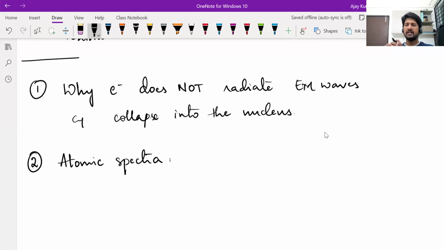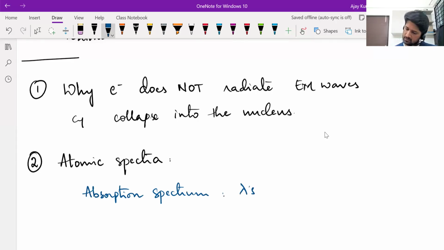Fine. The set of wavelengths which a particular atom absorbs is called its absorption spectrum. Okay, there's something called an absorption spectrum: the wavelengths that are absorbed by an atom.